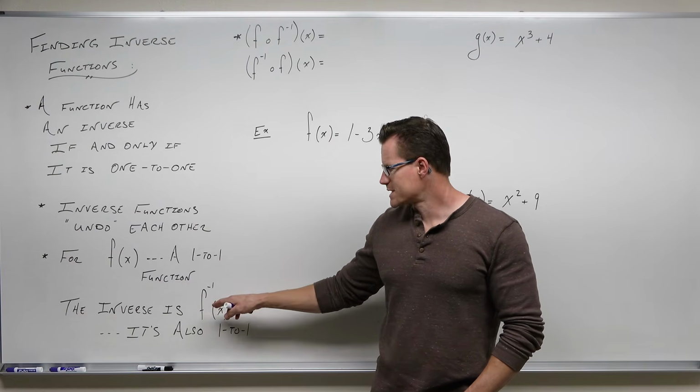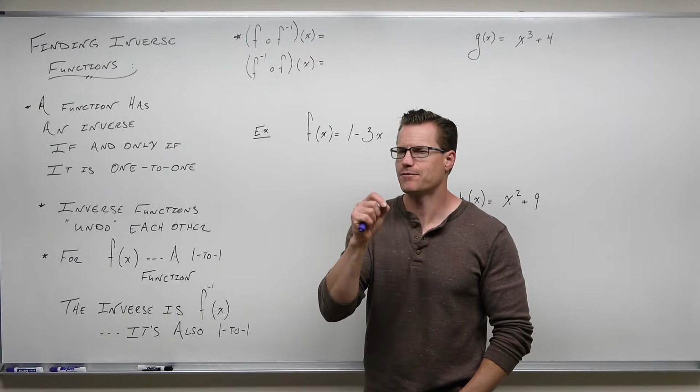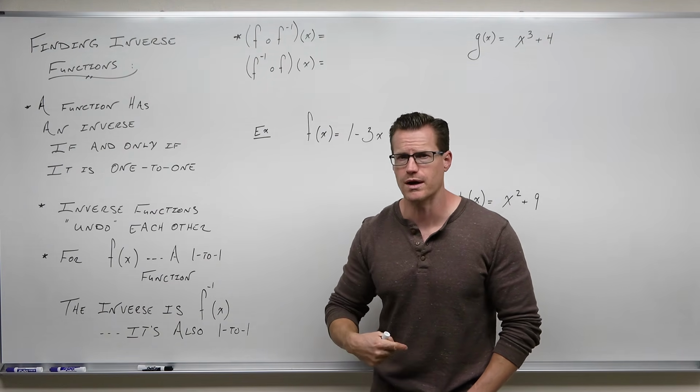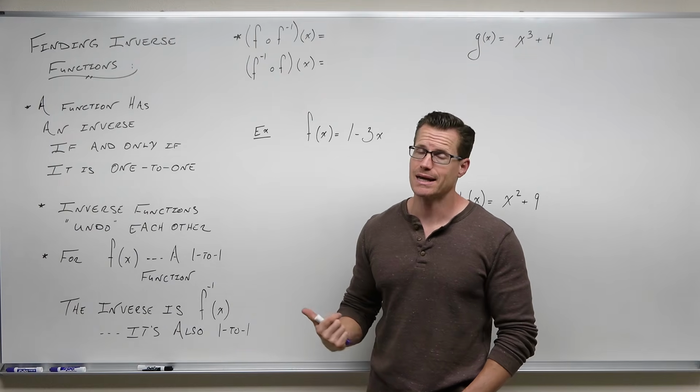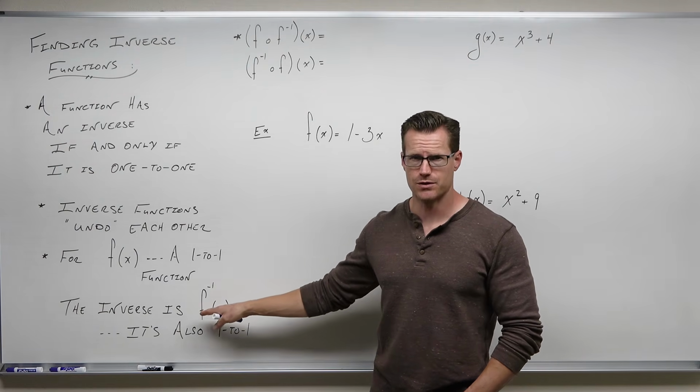And so when you see that, it is not an exponent. What that stands for, it's not f to the -1 power. It's not a reciprocal, because it would be a reciprocal, it would be 1 over f of x. That's not how we find hardly any inverses. What that means, and how this is pronounced, is f inverse of x.